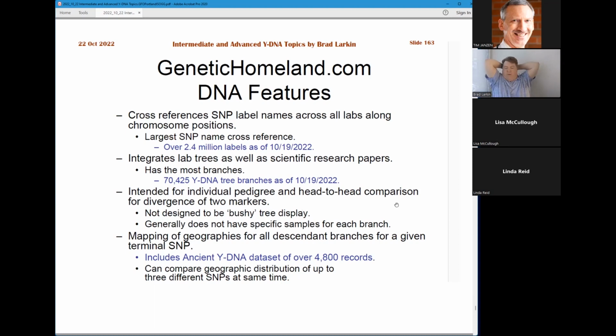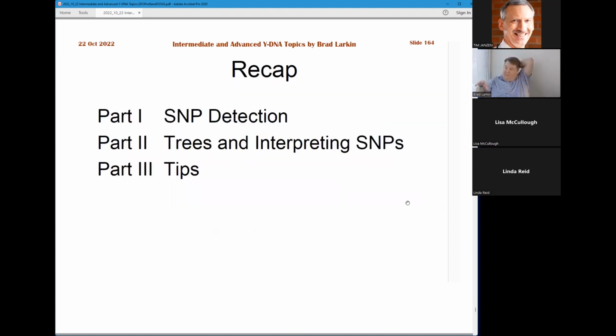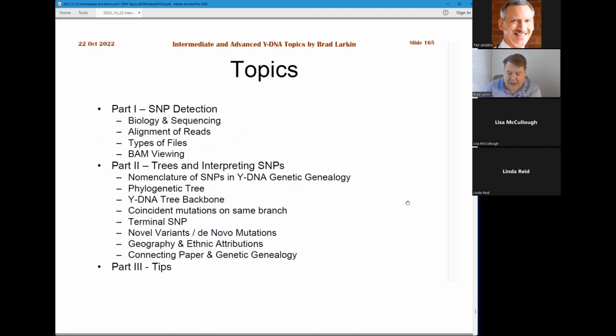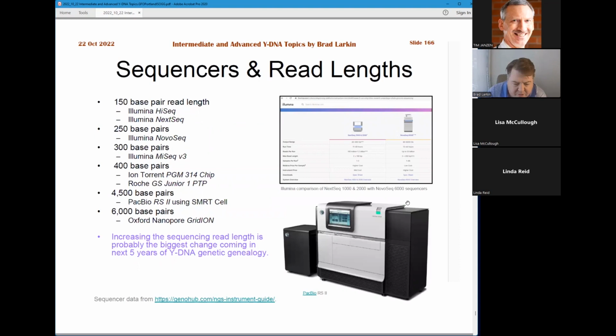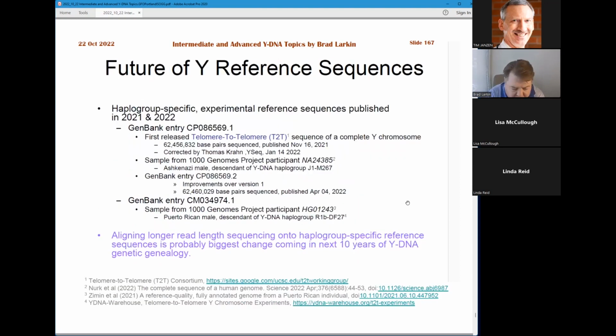So to recap, we talked about SNP detection, trees, and interpreting SNPs, and some tips to kind of the topics. So a little summary of the sequencers and where they're going. Again, increasing the sequencing read length is probably the biggest change we're going to see in the next 5 years of Y-DNA genetic genealogy. And we'll see multiple reference sequences, probably to the major haplogroup, and then probably to specific big nodes such as R1b DF27.